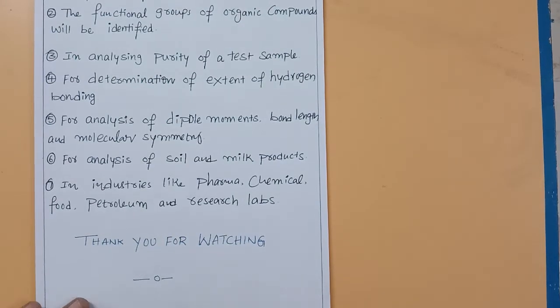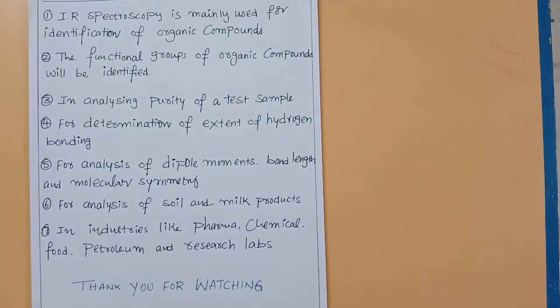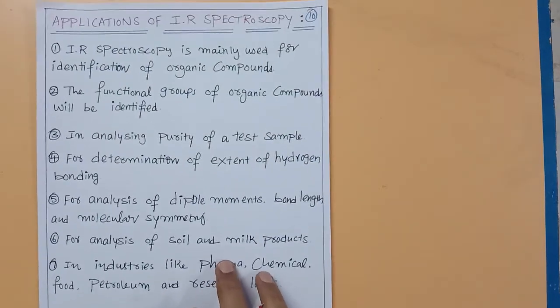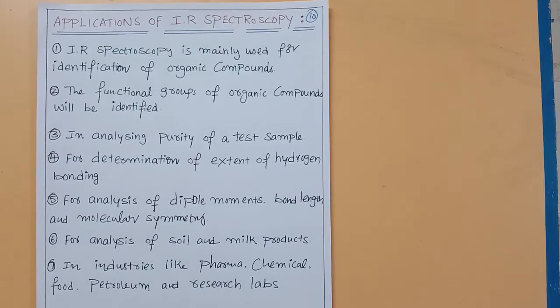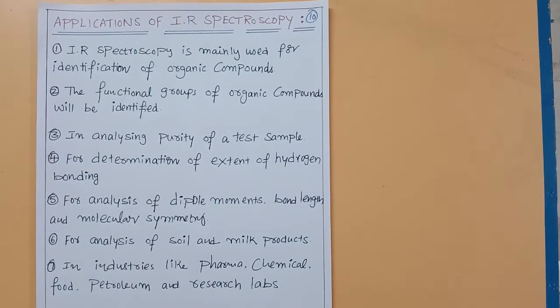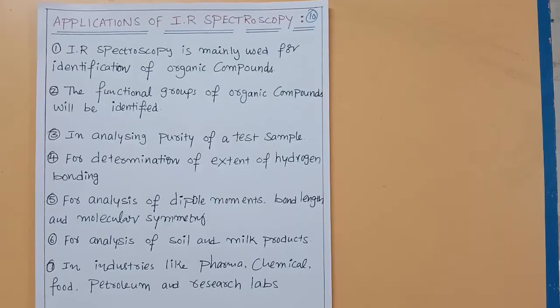So various industries and various research labs in universities and in private labs are going to identify organic compounds based on IR spectroscopy. And the pharma industry particularly uses IR spectroscopy because drugs are also organic compounds where there is a presence of a large number of different functional groups. So these different functional groups are identified by IR spectroscopy.